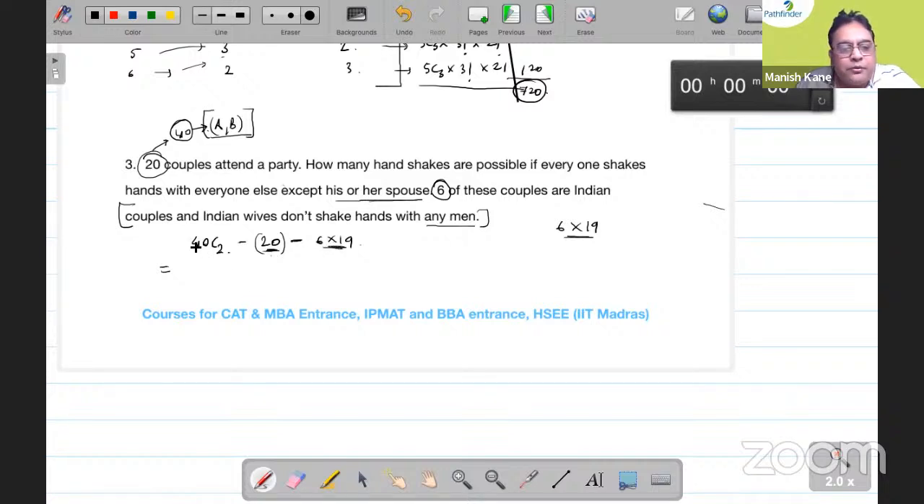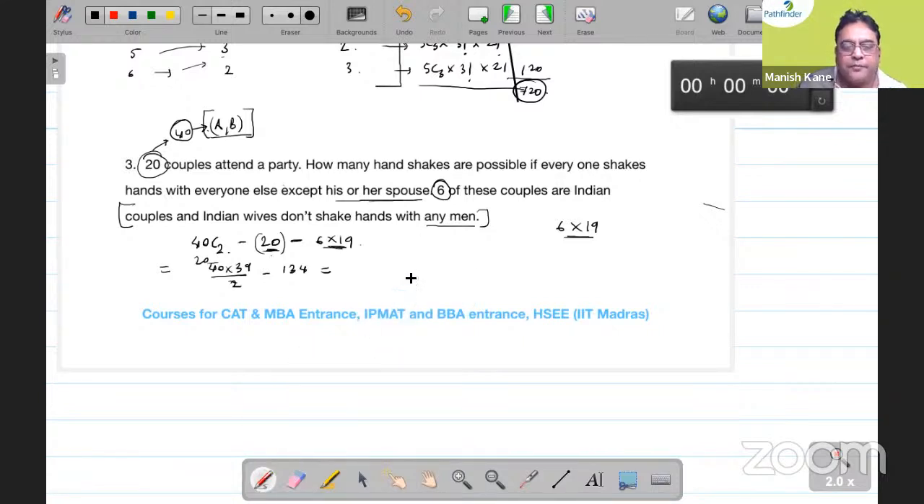What is 40 C2? 40 into 39 by 2 minus 134. So 780 minus 134. And you should be able to do such calculations orally. So how will you do this calculation orally? See, I'll just introduce a small method to subtract this orally.